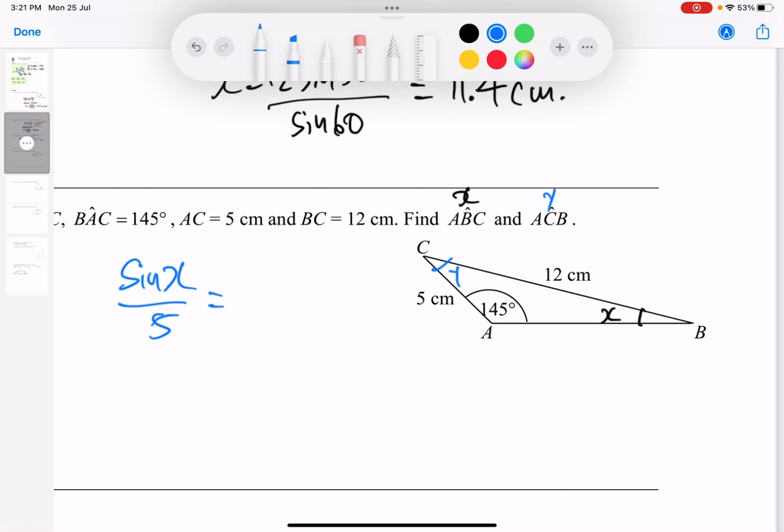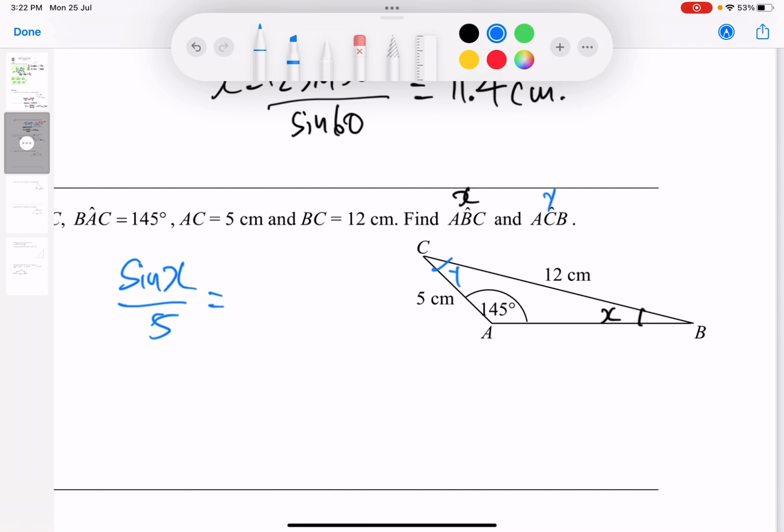My question to you is, can you use this angle Y? You can't, right? Because even if you could use angle Y, you don't even know the opposite length. So you must always use the information that you know. Since you want to find angle X, sine X over 5 is equal to sine 145 over 12. That's how we use this formula.